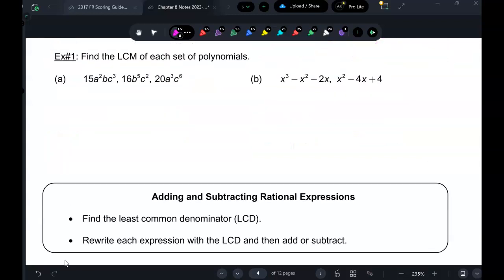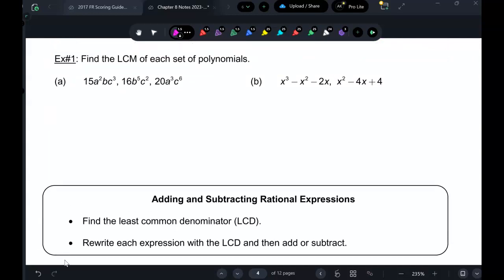Let's find the least common multiple of each set of polynomials. So we'll start with the 15, the 16, and the 20.